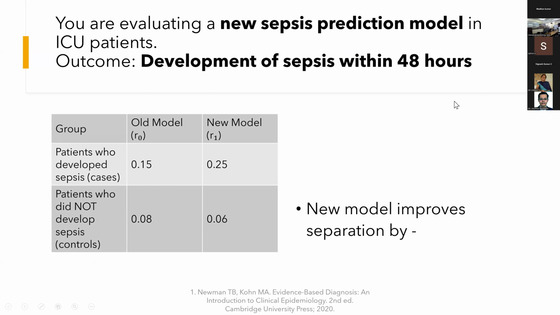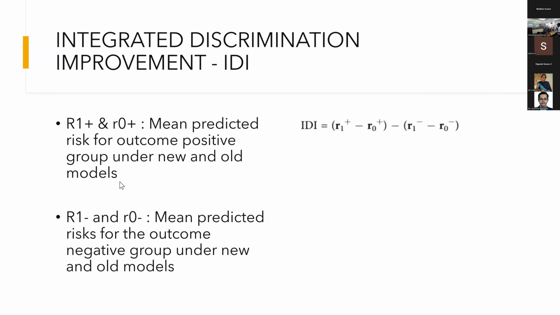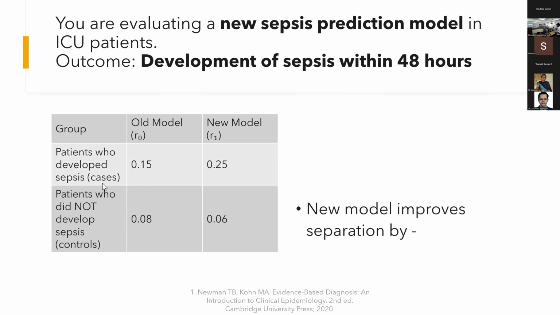And this is again another scenario wherein we are assessing a new sepsis prediction model in ICU patients, and our outcome is development of sepsis within 48 hours. Say, for example, the old model had a mean predictive risk for sepsis as 0.15, and the new model increased the predicted risk to 0.25. And the old model had a negative predictive risk of 0.08, and the new model had a negative predictive risk of 0.06. How much does the new model increase the diagnostic accuracy or the discriminative power by?